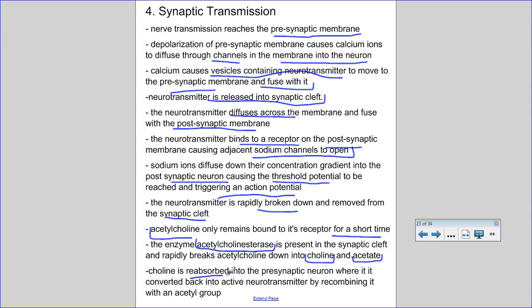The choline gets reabsorbed into the presynaptic neuron, where it is converted back into the active neurotransmitter by recombining it with an acetyl group. So it gets turned back into acetylcholine by combining it with an acetyl group.